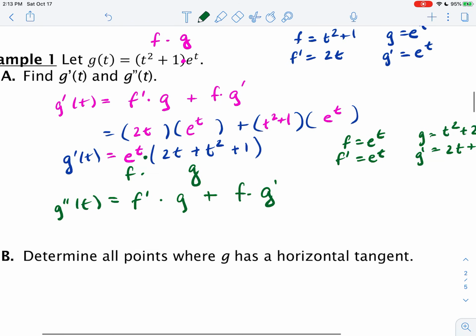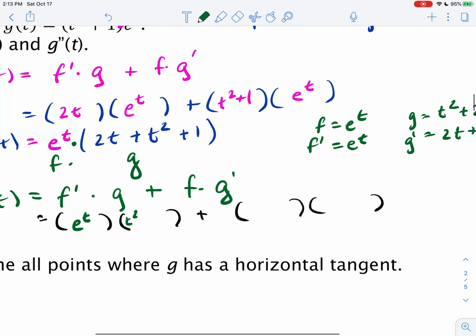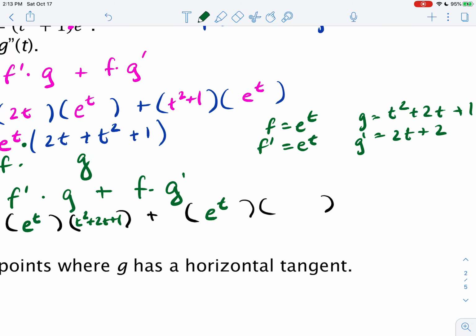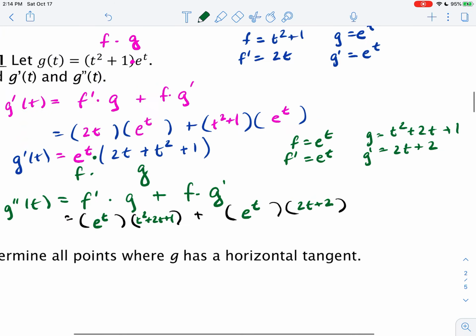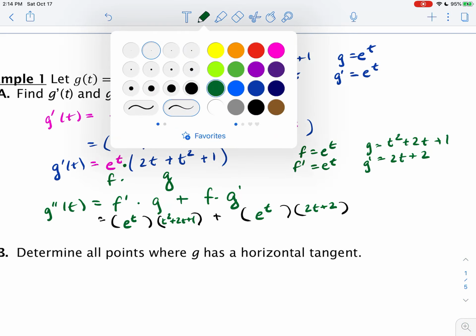So in building my skeleton at first, I just want to make spaces knowing that I'm going to multiply. And the derivative of the first is e to the t times the second, and the second is t squared plus 2t plus 1, plus the first. The first is e to the t, and the derivative of the second is 2t plus 2. Again, I see a common factor of e to the t, so I can factor that out.